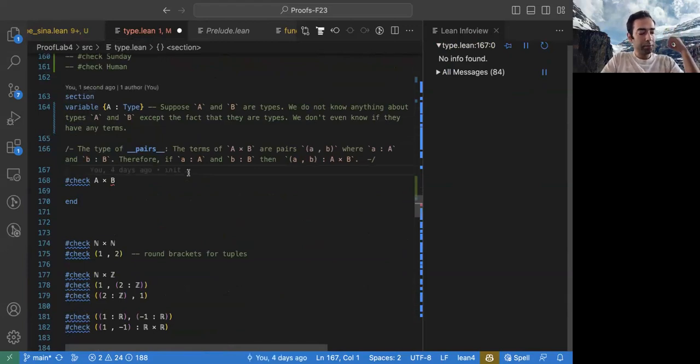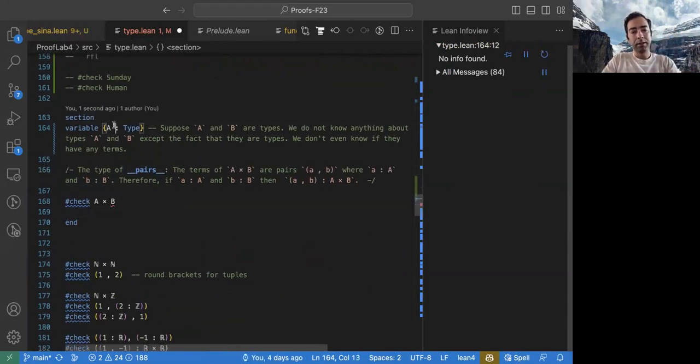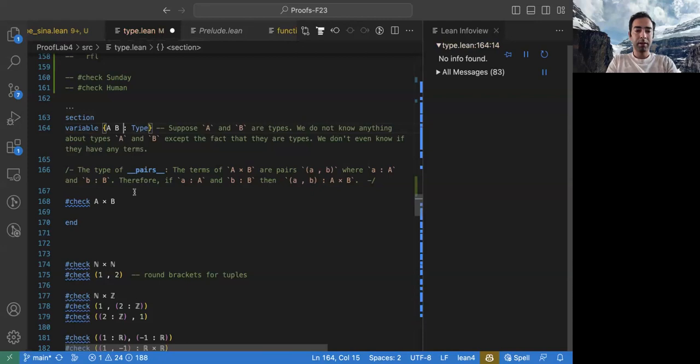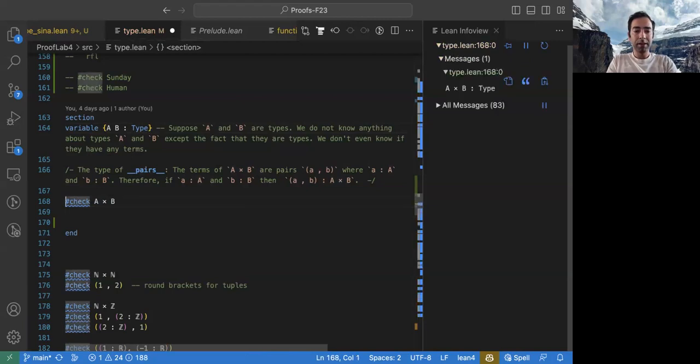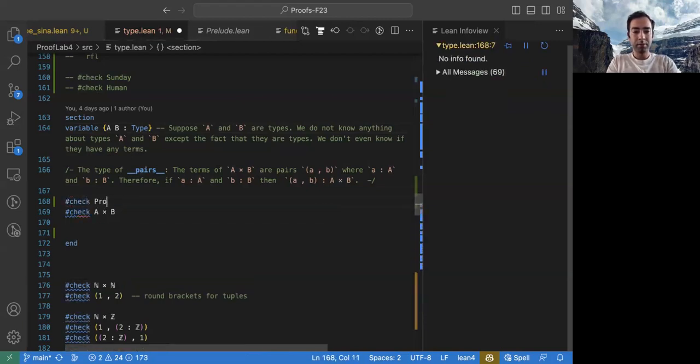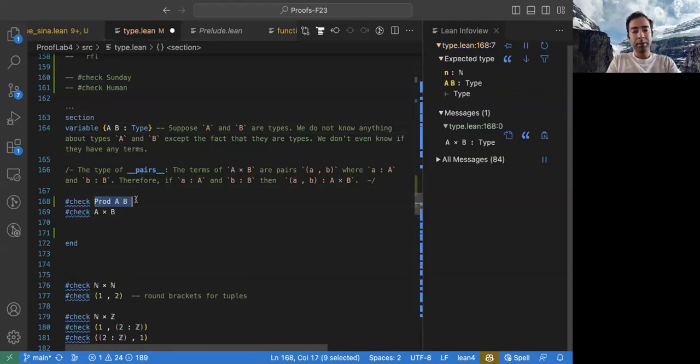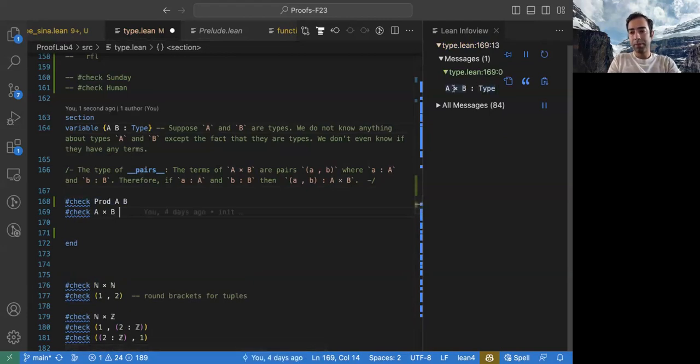I have just 4 more minutes, and I want to mention a few things about this type constructor. So the idea was that now we had a bunch of types and we want to construct new types out of the old ones. Let's suppose we have 2 types, A and B. Then there's this new type called A cross B, right? Which is really just a notation for product of A and B. So if we check prod A B or A cross B, we get a new type, which is not A or B, it's just a new one.